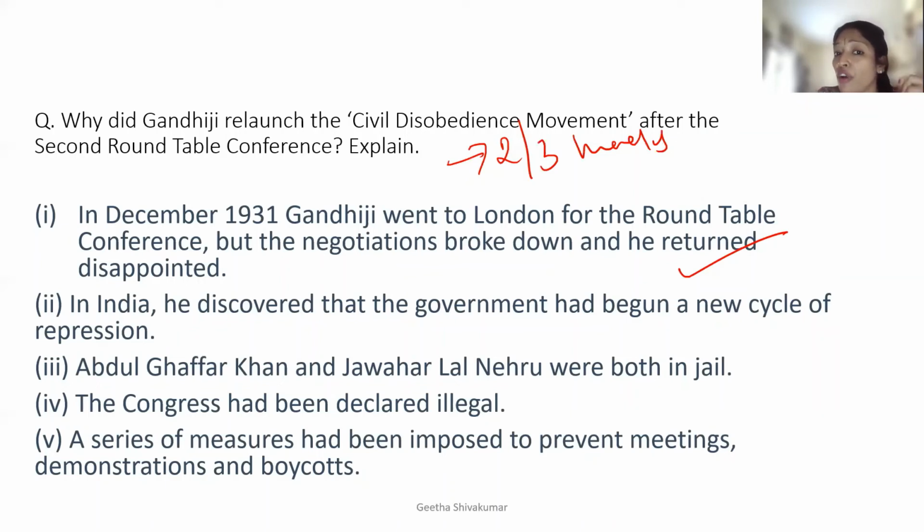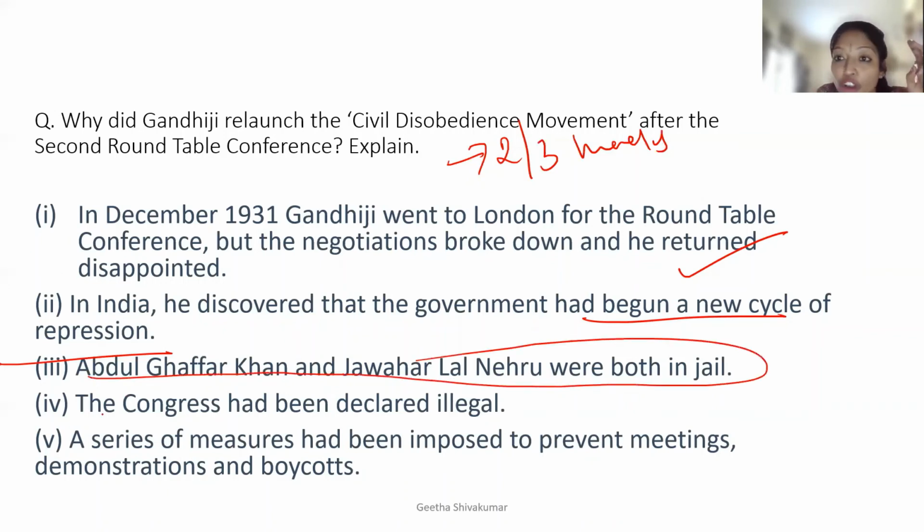The second reason for launching the civil disobedience movement was that he discovered the government had begun a new cycle of repression, a different way of exploiting the people. Abdul Ghaffar Khan and Jawaharlal Nehru were both in jail. So this again made Gandhiji think of relaunching the civil disobedience movement.